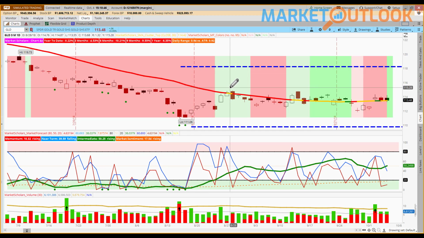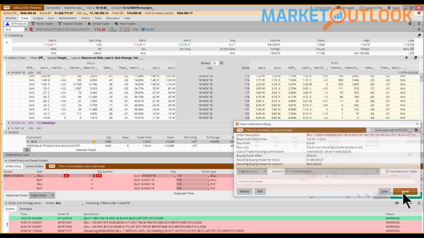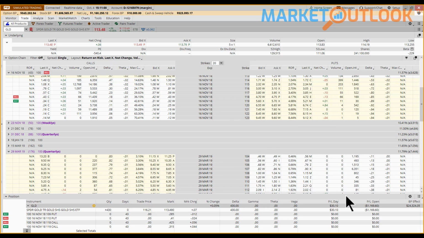So if you think that all the chaos in the stock and bond market around you will lead to a relative calm in the gold market, then taking this iron condor trade could be an interesting idea. So I'll go ahead and put that one in, and we'll see how we do here tomorrow.